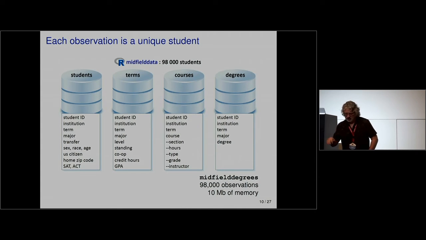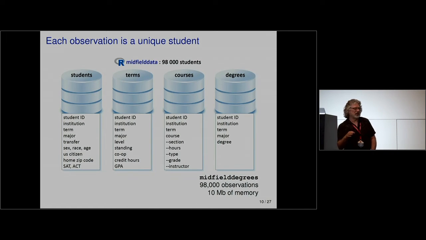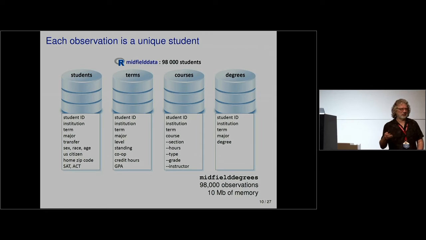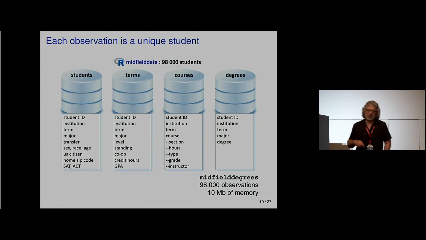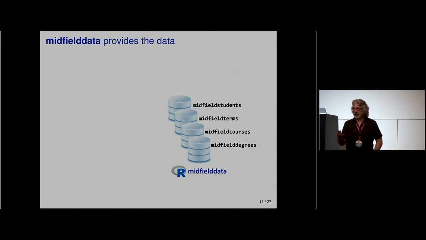These 4 data sets are all connected by the student ID, the institution, and the term, all of which have been anonymized. So the student ID is unique to the Midfield data set, but it's been anonymized. You can't track it back to an actual human being. And of course, the institutions have also been anonymized. Now, you can find out more about the Midfield project and what institutions are involved. There's a website devoted to that, which you can ask about later if we need to. So we have those data sets in the Midfield data package.